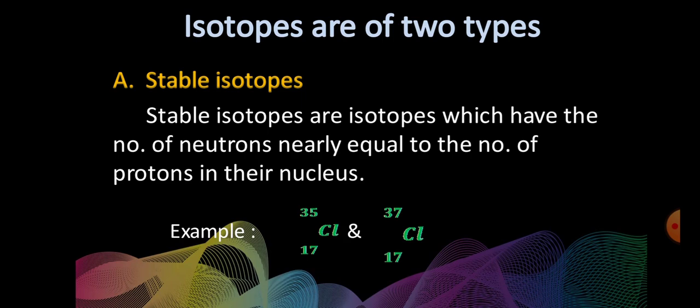If you see the examples of chlorine isotopes, each isotope in its nucleus has 17 protons. The isotope chlorine 35-17 has 18 neutrons and isotope chlorine 37-17 has 20 neutrons.